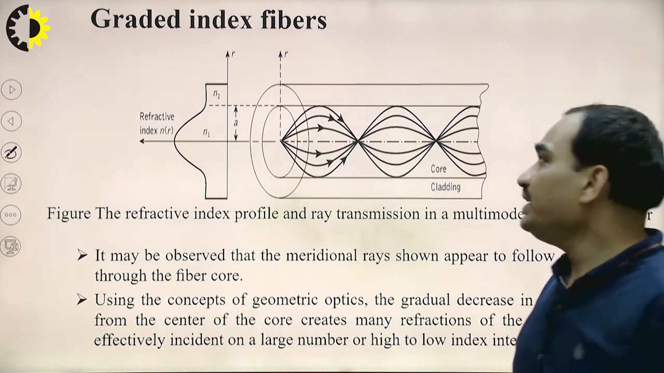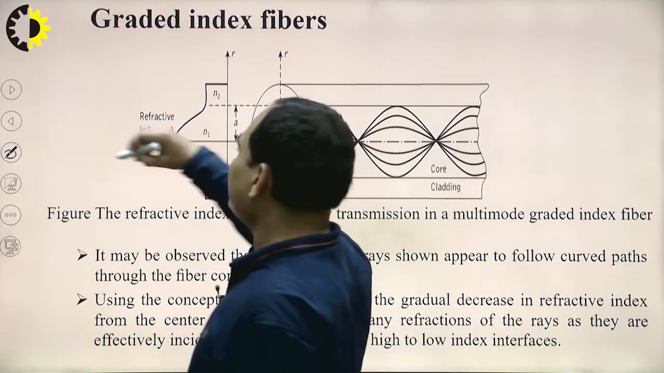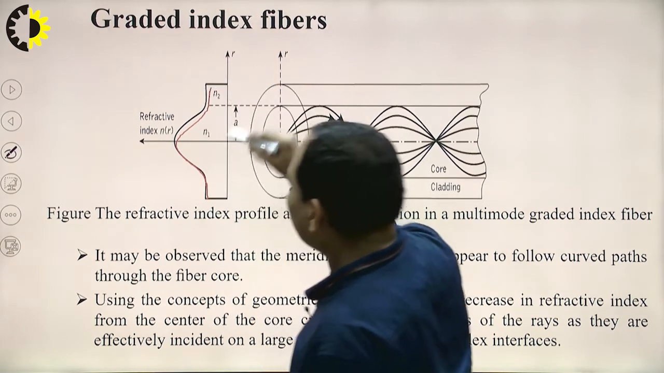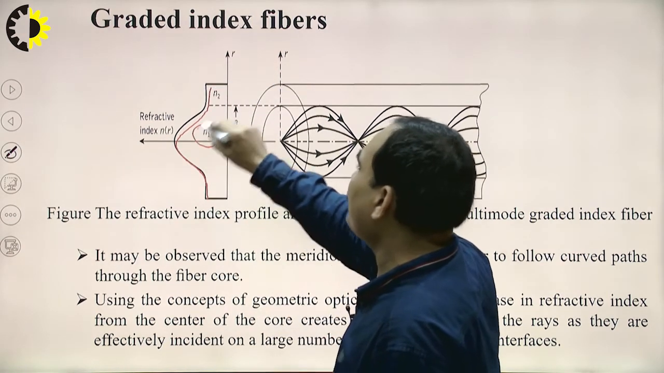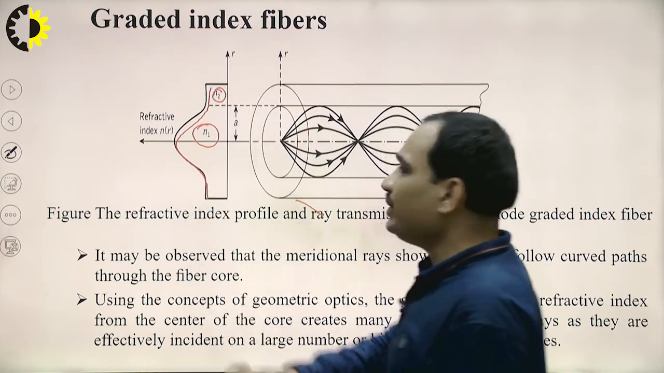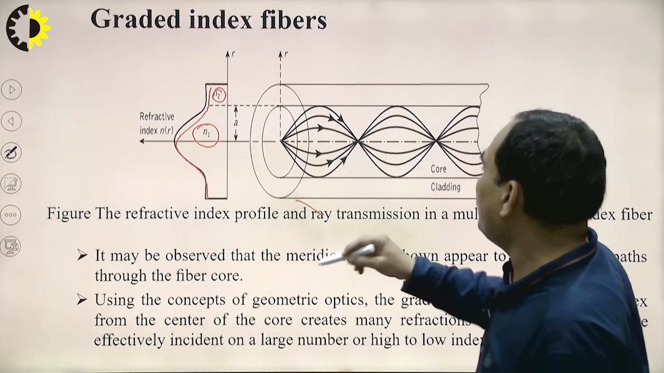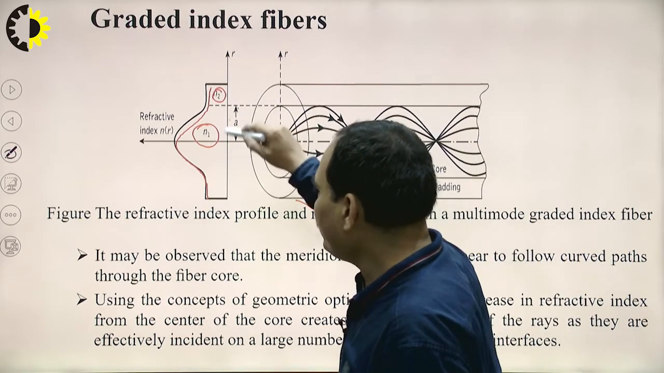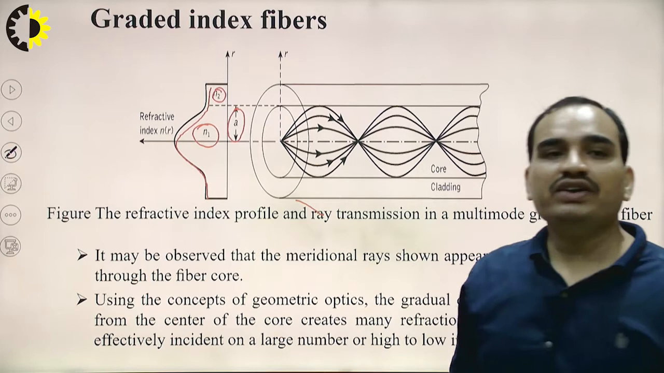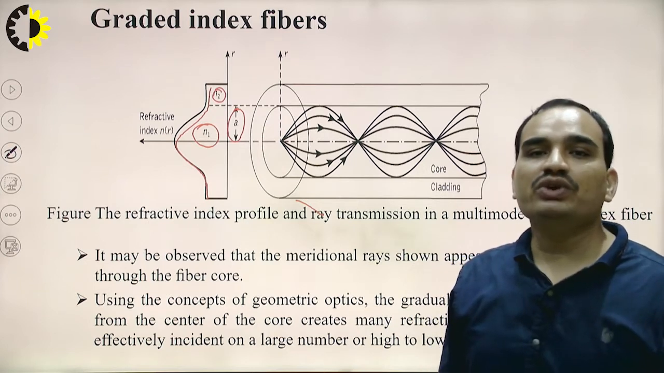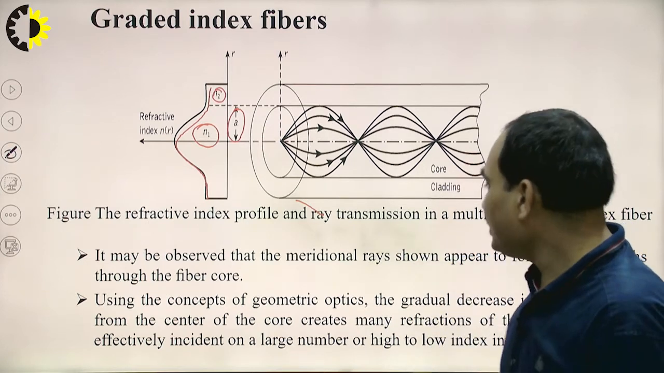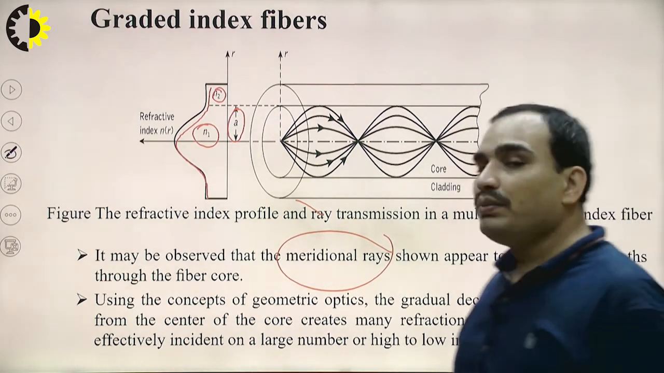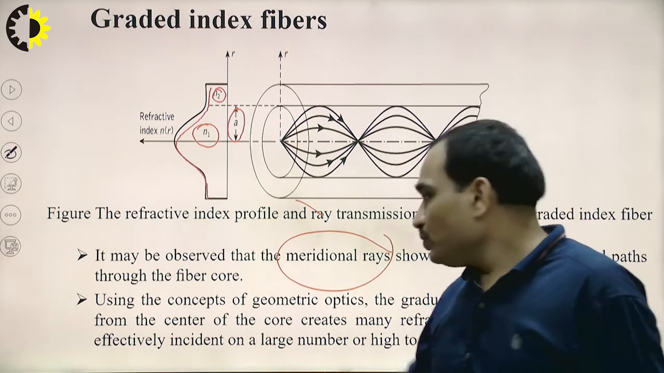So in case of the graded index fiber, let's consider the parabolic profile which is having this fashion, and the refractive index is given by n1, and for cladding it is n2, and we can see the multi-mode propagation, and the radius of the core here we have seen it is a. So the refractive index profile and the ray transmission in the multi-mode graded index fiber. It may be observed that the meridional rays shown appear to follow a curved path through the fiber core.